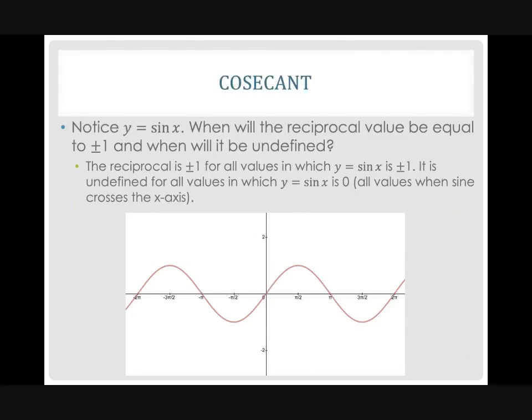Cosecant. Notice the graph y is equal to sine of x. When will the reciprocal value be equal to plus or minus 1, and when will it be undefined? The reciprocal is plus or minus 1 for all values in which y is equal to sine of x is plus or minus 1, and is undefined for all values in which sine of x is 0.